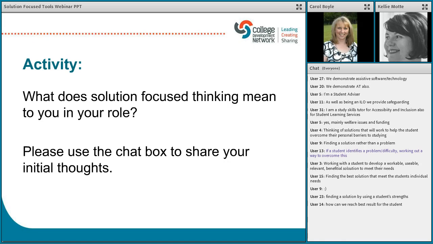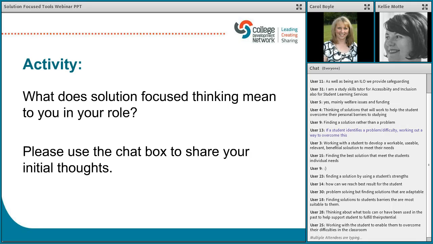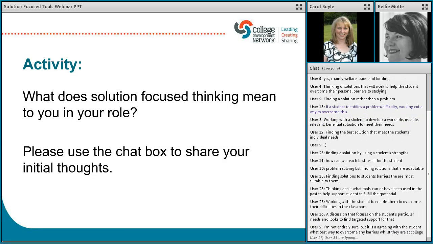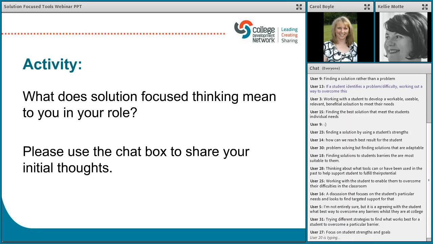Karen, if a student identifies a problem or difficulty, working out a way to overcome this. So very much focusing on the solution. Emma, for you, it's about working with a student to develop workable, usable, relevant, beneficial solutions to meet their needs. Beth, it's about finding the best solution to meet the student's individual needs. And Rose, it's about finding a solution by using the student's strengths. I like that, because that's very much in keeping with today's presentation. Yolanda, it's about how we reach the best results for the student. Very much student-centred, isn't it?